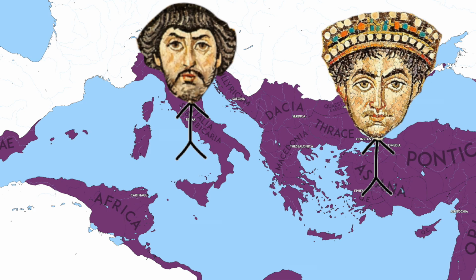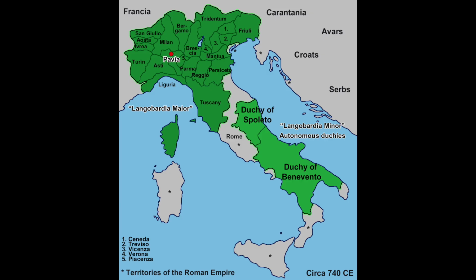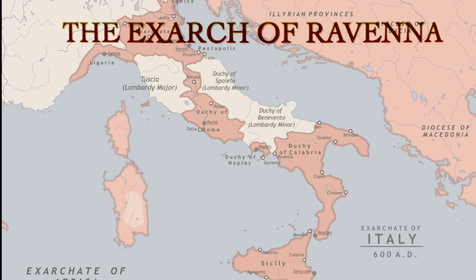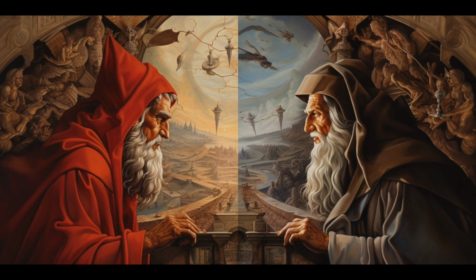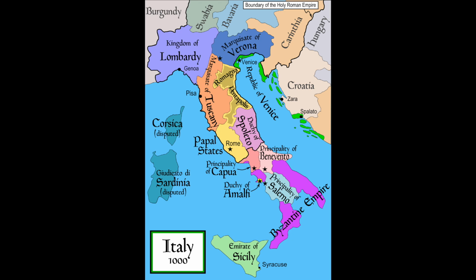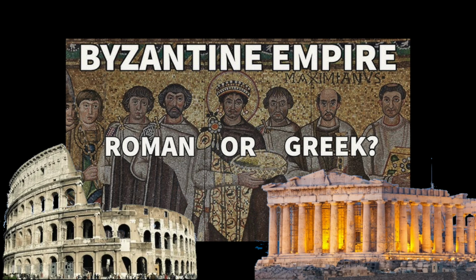The reconquest of Italy would not last long, and soon after the death of Justinian and Belisarius, it was conquered by the Lombards, leaving Italy to look like an unfinished jigsaw puzzle, not only being divided territorially, but also religiously. The peninsula would not reunify for over 1,000 years. This begs the question, were the Byzantines Greek or Roman?